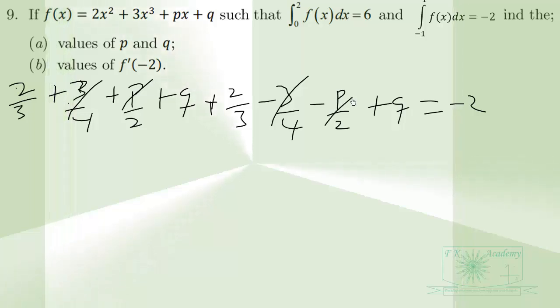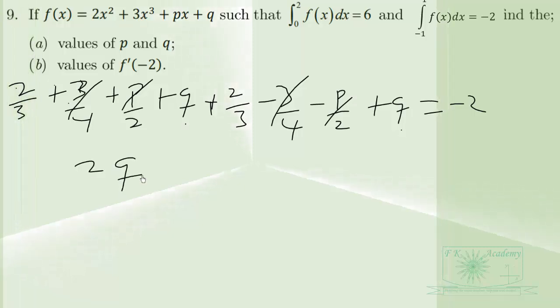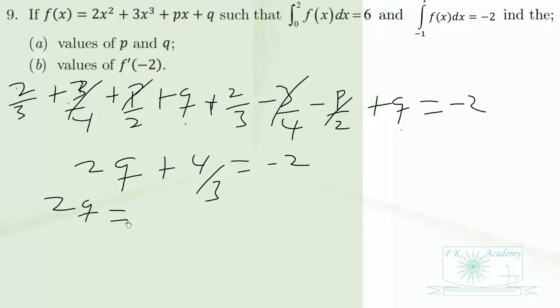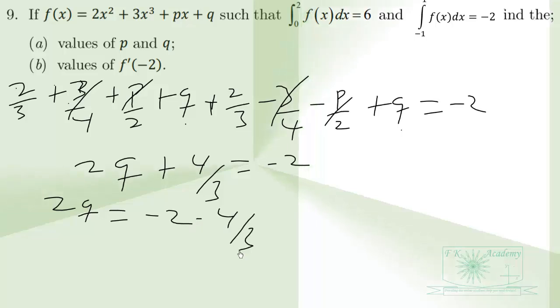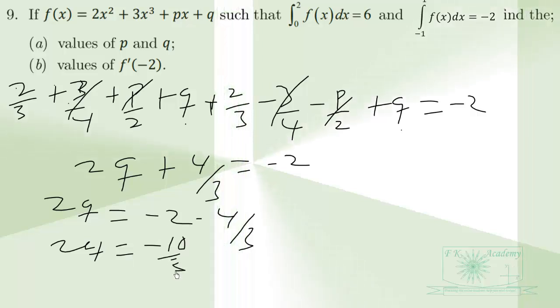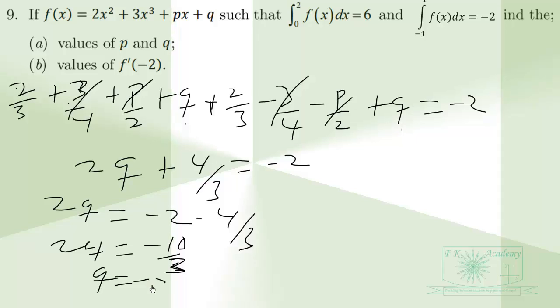Then we have 2 over 3 plus 2 over 3, then q plus q. So we get 2q plus 4 over 3 is equal to negative 2. So 2q will be equal to negative 2 minus 4 over 3, and that will give us 2q equal to negative 10 over 3. When we divide through by 2, we get q equal to negative 5 over 3.